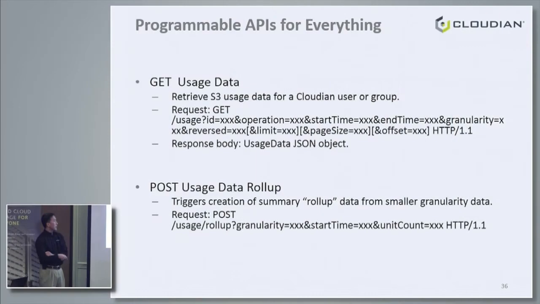Okay, and this just gives you a flavor of what we mean by programmable APIs. So a system would actually make these types of HTTP requests. This is an example of grabbing usage data. So many customers don't use our billing, but they want our usage data to feed into their own billing system. So this is what they use.